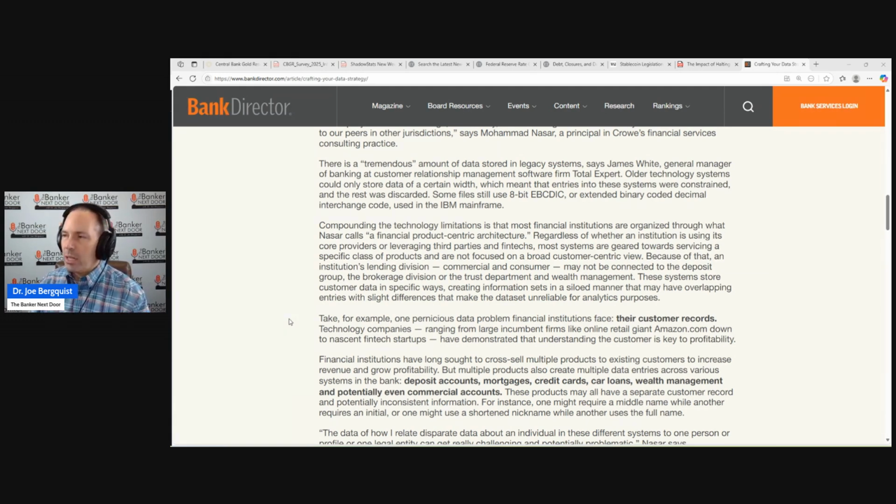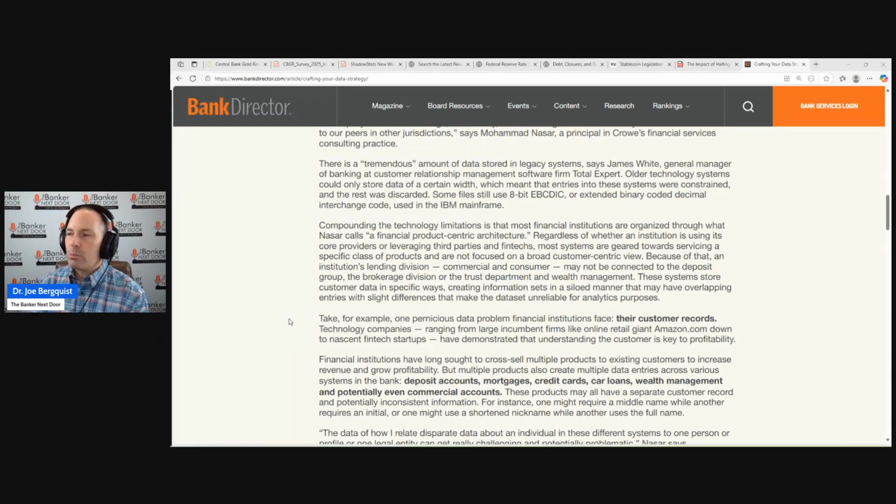Compounding the technology limitations is that most financial institutions are organized through what Nasser calls a financial product-centric architecture. Regardless of whether an institution is using its core providers or leveraging third parties and fintechs, most systems are geared towards servicing a specific class of products and are not focused on a broader customer-centric view. Because of that, an institution's lending division, commercial and consumer, may not be connected to the deposit group, the brokerage division, or the trust department and wealth management.